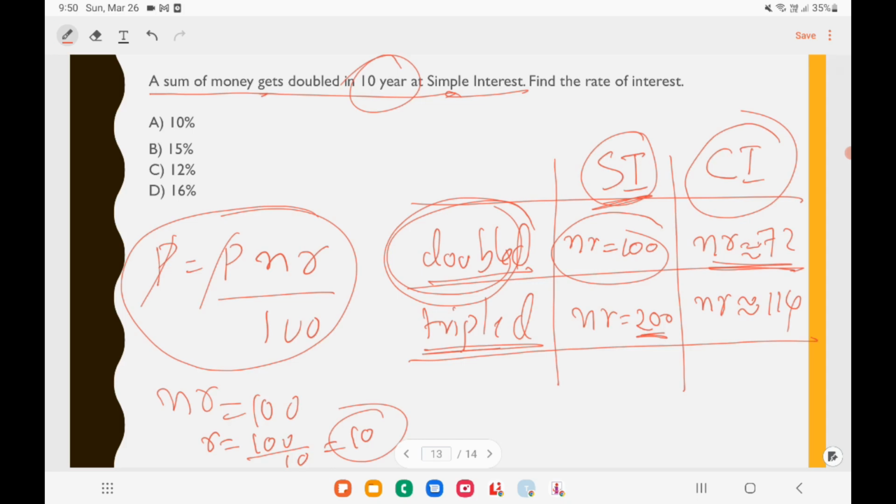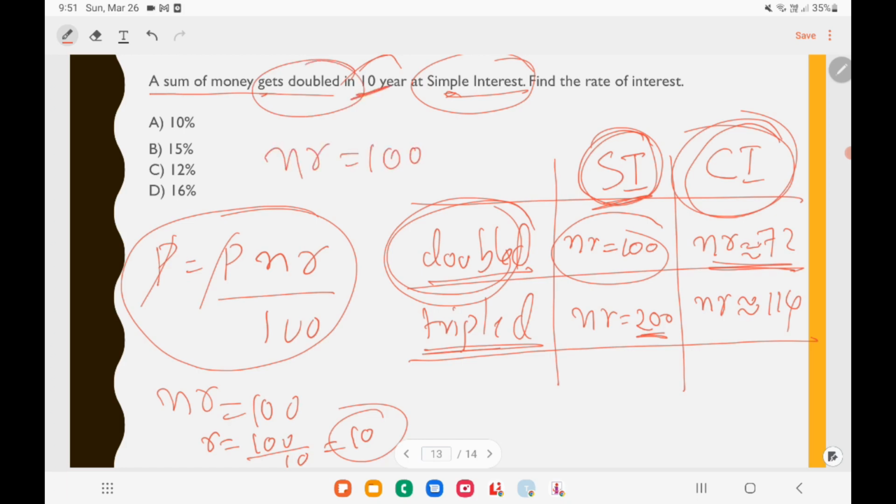If you get a question like this, just put NR equal to the value and you can solve it. But you need to check whether the question is in simple interest or compound interest. Here the question was at simple interest and some amount of money getting doubled. So NR is equal to 100. You know N is 10, then you will directly get R is equal to 10%. In this way you can solve these kinds of questions very easily.